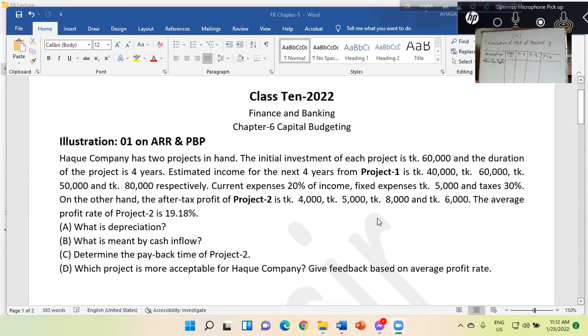After tax profit. First year is 4,000. Second year is 5,000. Third year is 8,000. Fourth year is how much? 6,000, right? Am I right? Plus depreciation. Yes, sir.